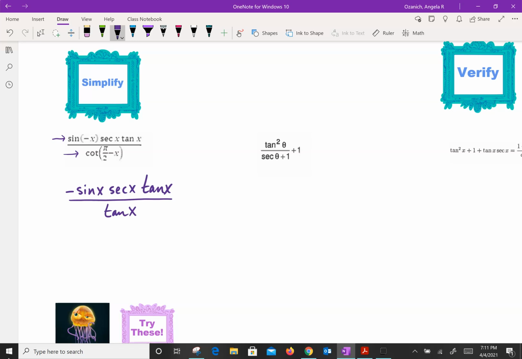So let's see what's going to happen with the top here. Negative sine of x, I'm going to go ahead and put that over 1 since I'm going to change secant to 1 over cosine.